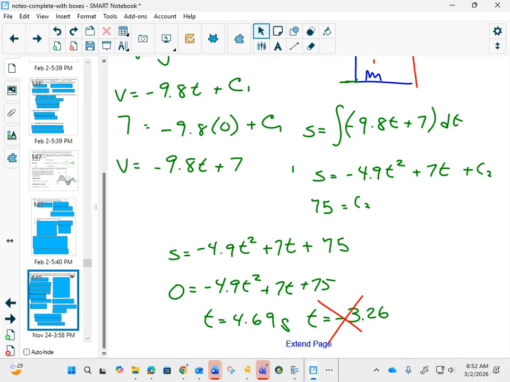Solve this with a graphing calculator or the quadratic formula. If it was non-calculator, you could leave it as a quadratic formula. You get 2 answers. But since this is a real-life question, one of the answers is negative 3.26. That would mean I'm on the cliff, I throw the rock, and 3 seconds before I threw it, it hit the water. That's what that means. So obviously we have to cancel that out. That's not a very reasonable answer.